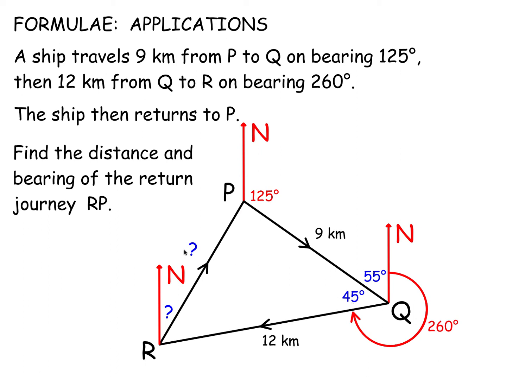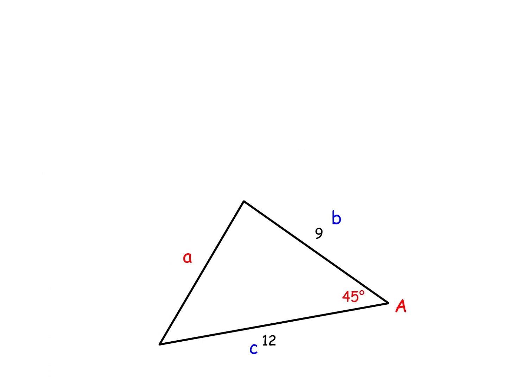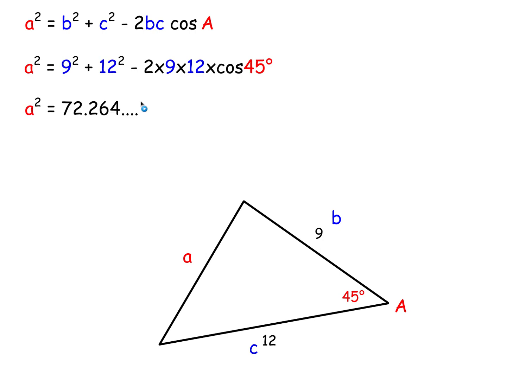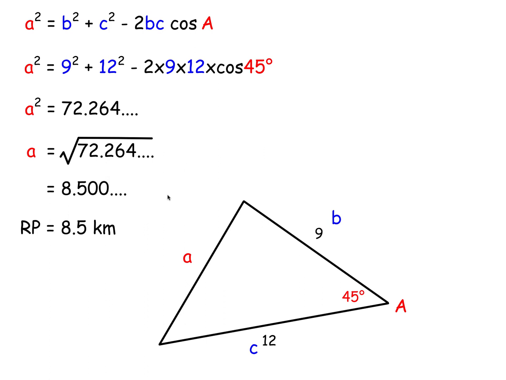So we'll label this side A, because I'm trying to calculate this side, I'll call it side A for the cosine rule. Here's the essentials of the diagram. Two sides and the angle in between, cosine rule, there it is. Slot in B, C and angle A. Put it into the calculator, work it through without rounding, and RP comes out at 8.5 kilometres. And that was in the cosine rule video, this part here.